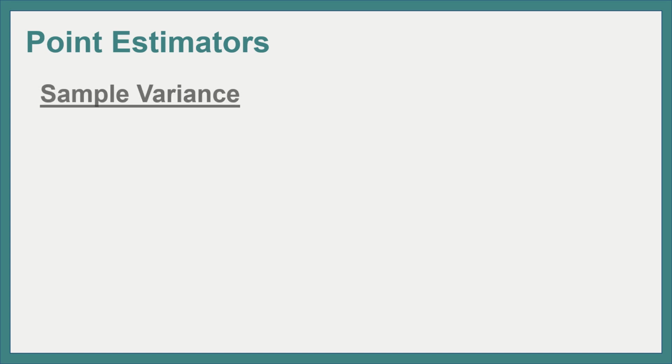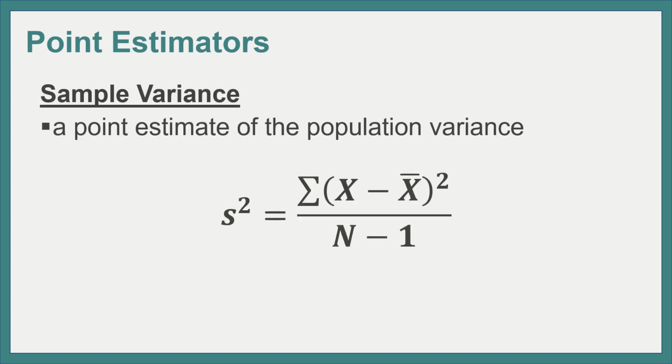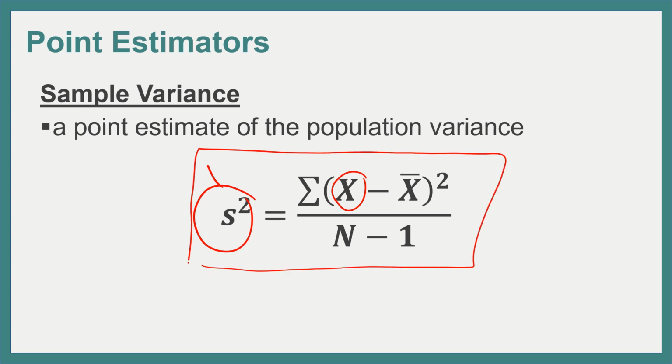So another point estimator is the sample variance, where we use this equation in order to solve for the sample variance. So S squared is our sample variance, X is our individual observation, X bar is our sample mean, and N is our sample size. So we use this formula in order to find the value of our sample variance and in order to estimate the population variance.